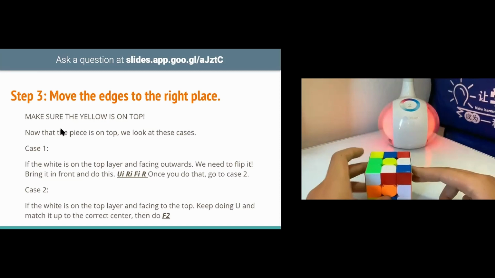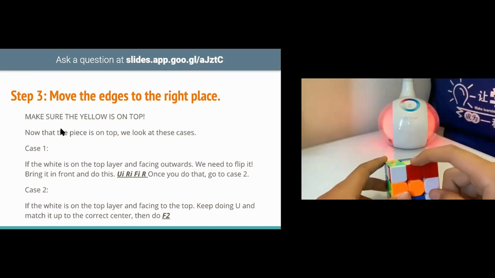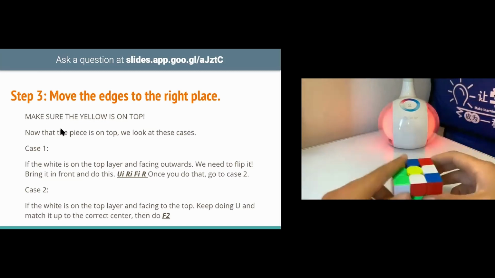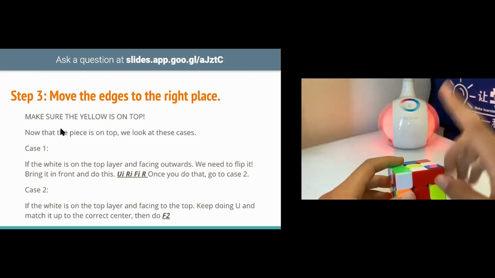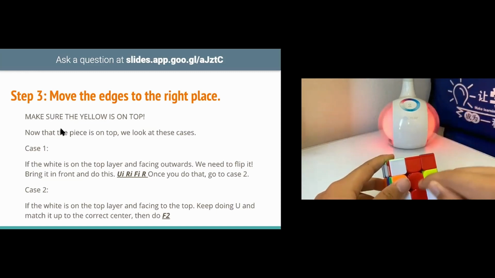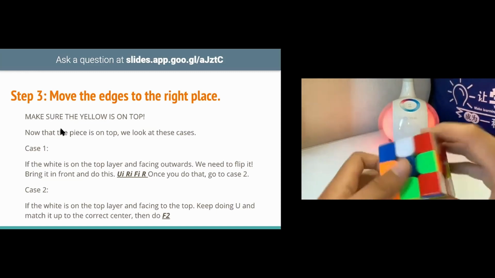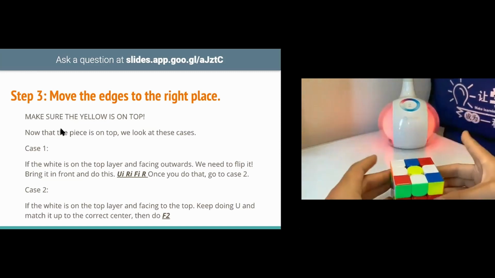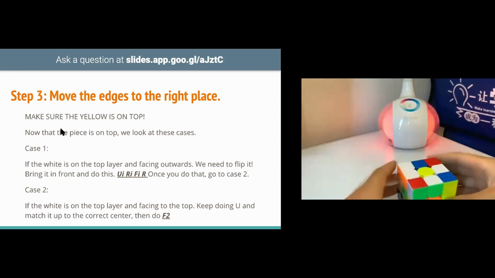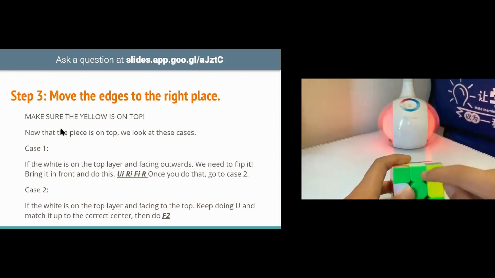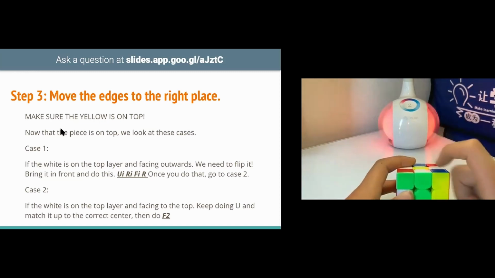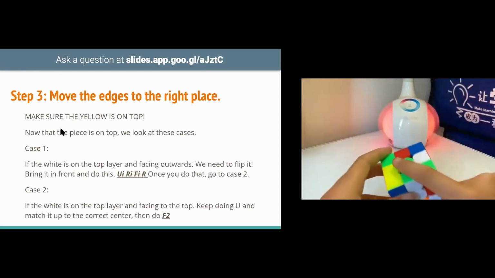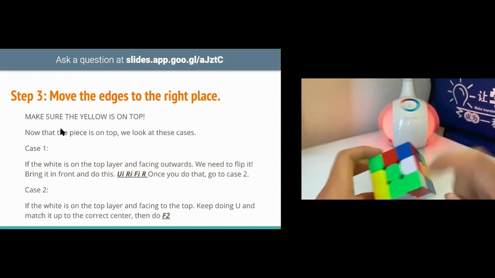For case two, now that the white is pointing to the sky, you keep on turning the top layer with U until this color matches with the correct center. Another example, say this green one over here, this is case two, it's pointing towards the sky. You keep on doing U until that green is matching with its green center. Once that happens, you just turn this side 2 times. And now you will notice that it is between the white and the green centers.